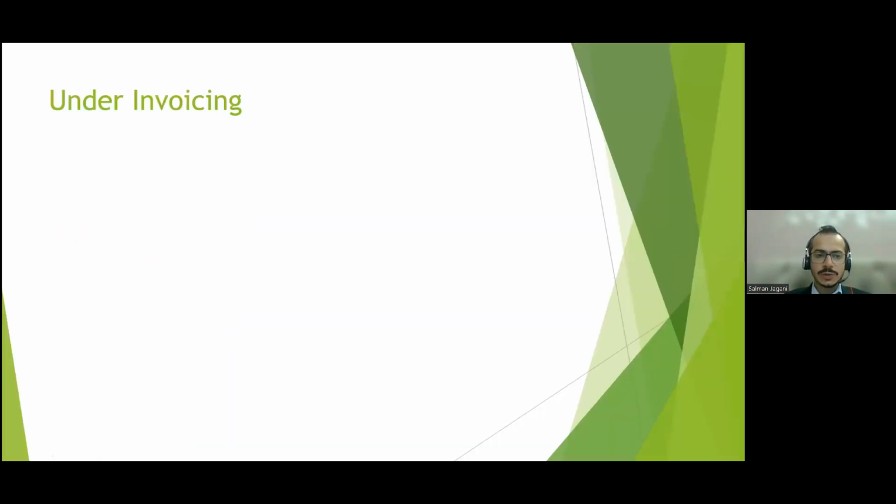The basic difference between under-invoicing and over-invoicing is that in under-invoicing the exporter transfers value to the importer, and in over-invoicing the exporter receives value from the importer. I prefer that pictures are worth 1,000 words, so I've placed pictures in here so that it becomes easy to understand.